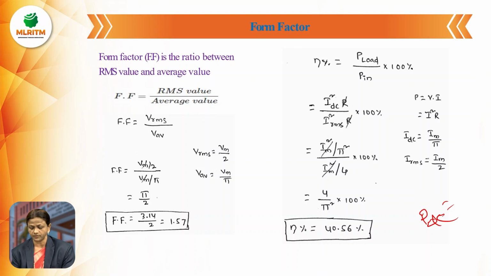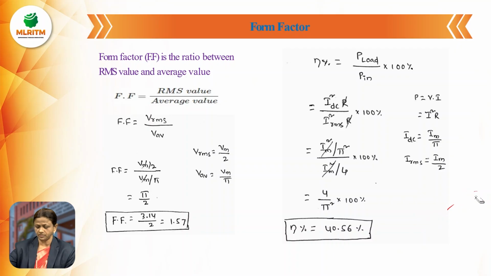How can you calculate the PAC value? Again, power P equals V multiplied with I. Therefore, PAC equals Vrms multiplied with I. Both are RMS values only. Again, V equals I into R. Therefore, I into I equals IRMS square R. So PDC equals IDC square R, and input power is the AC signal.